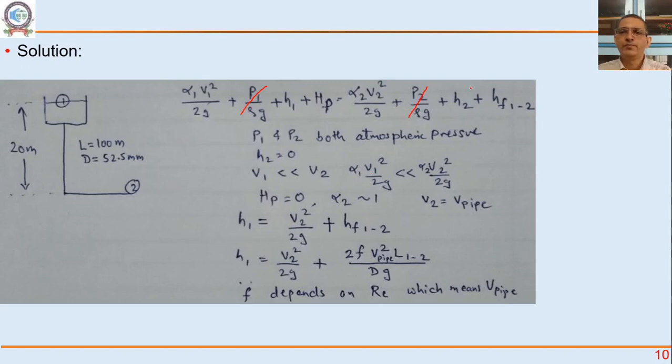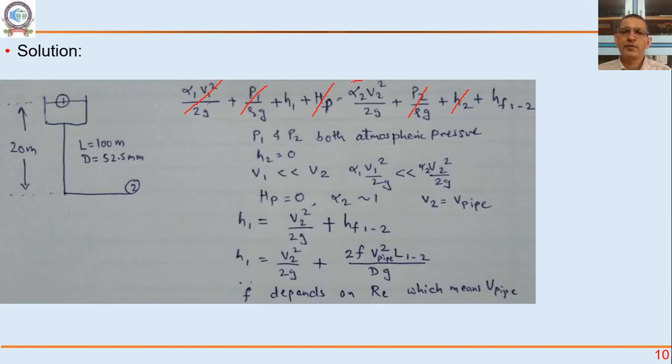H2 is 0. V1, velocity at location 1, is very small as compared to velocity at 2. So V1 square is even smaller as compared to V2. There is no pump between 1 and 2. Flow is now only occurring because of gravity. So this is not there. Okay. So what equation will we get? H1 will be equal to V2 square by 2g.